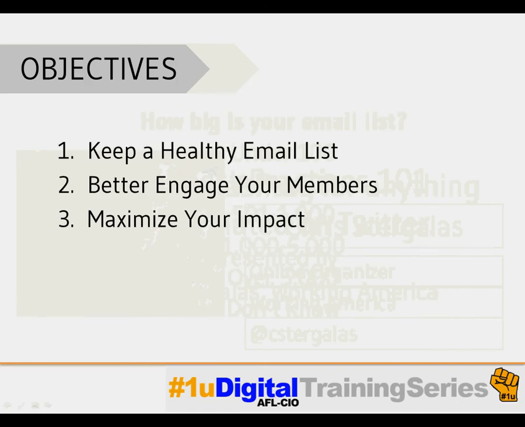All right, so it looks like we've got a pretty diverse crowd on the call today. There's a lot of small lists, a lot of big lists. So good, we've definitely got people covering all sorts of angles of email. There are three main objectives that we're going to be talking about today. The first is to keep a healthy email list. The second is to better engage your members, and the third is to maximize your impact online.